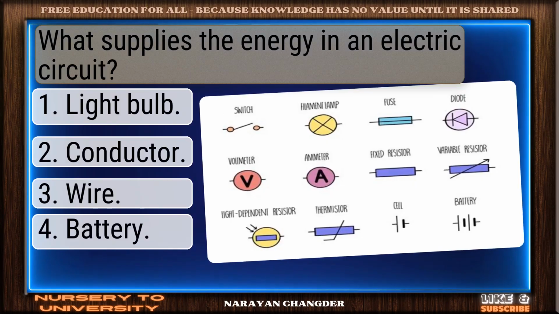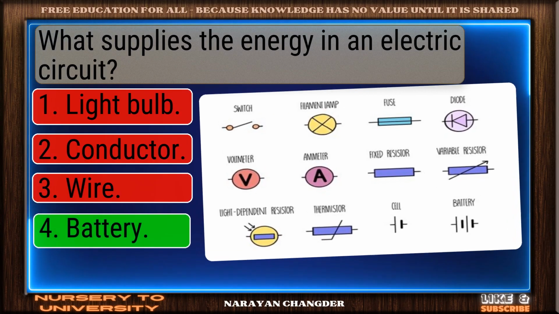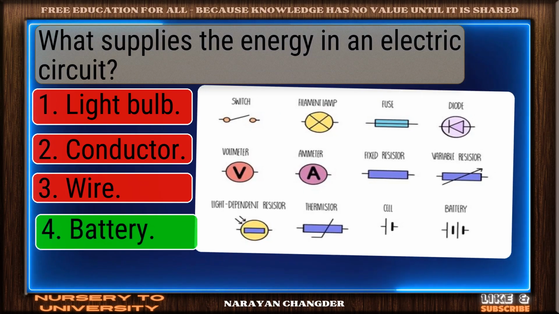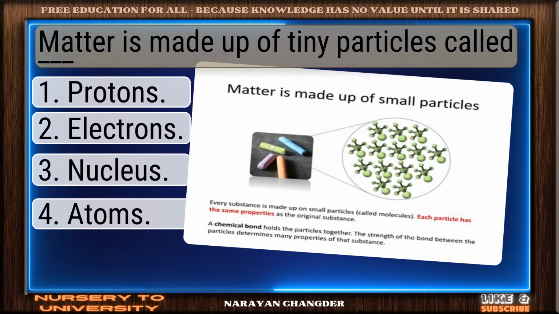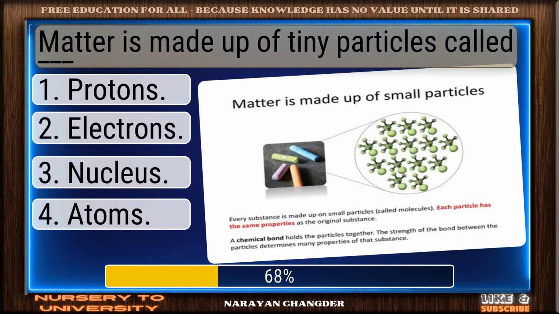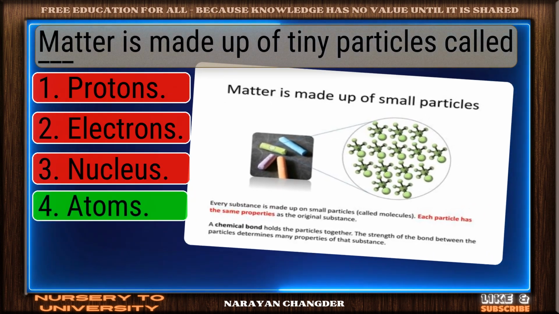What supplies the energy in an electric circuit? Excellent choice. Battery is the right answer. Matter is made up of tiny particles called dash. Well reasoned. Atoms is the correct choice.